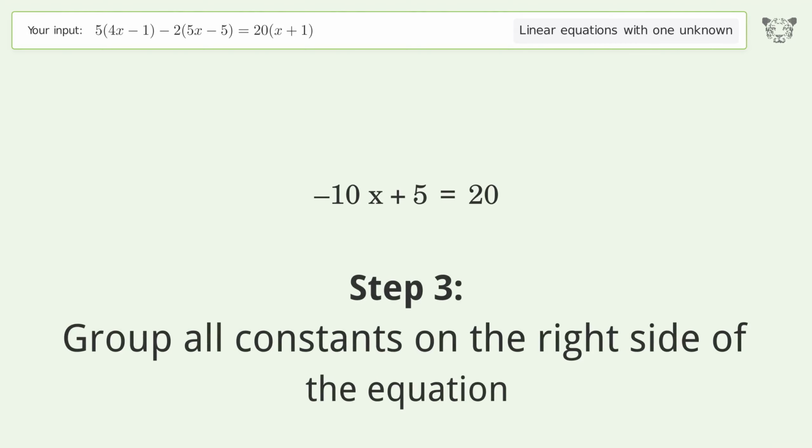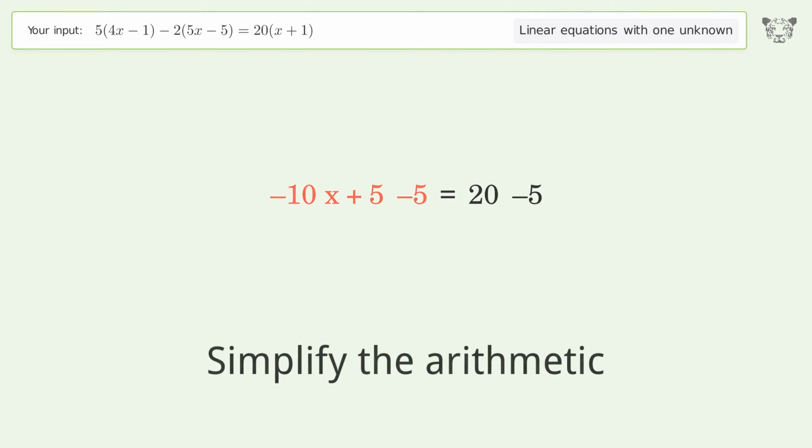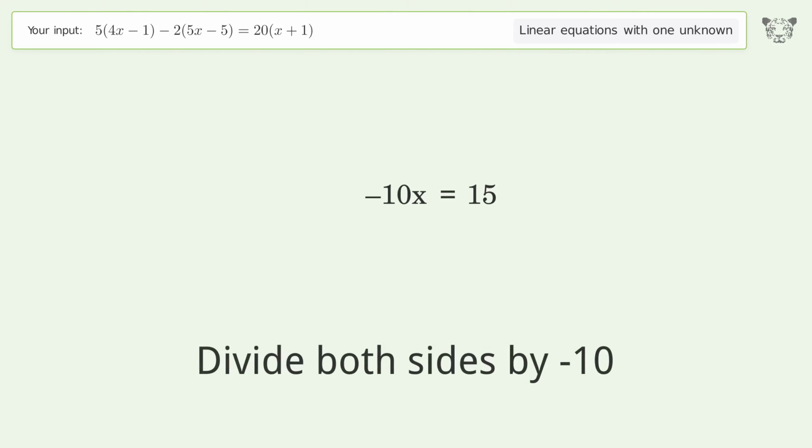Group all constants on the right side of the equation. Subtract 5 from both sides. Simplify the arithmetic. Isolate the x. Divide both sides by -10.